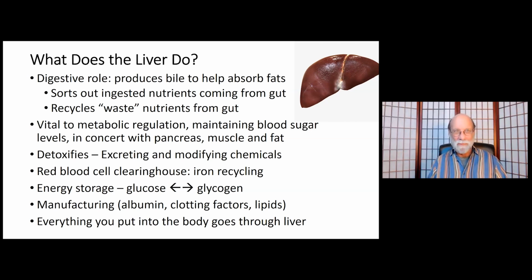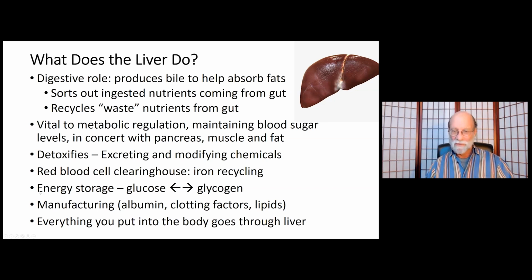The liver can also be thought of as a red blood cell clearinghouse. It's really important to be able to use the iron that's contained in red blood cells that are dying, that have reached the end of their 3-month lifespan, and to be able to put that iron back in new red blood cells. And that's a function that the liver does and does exquisitely well.